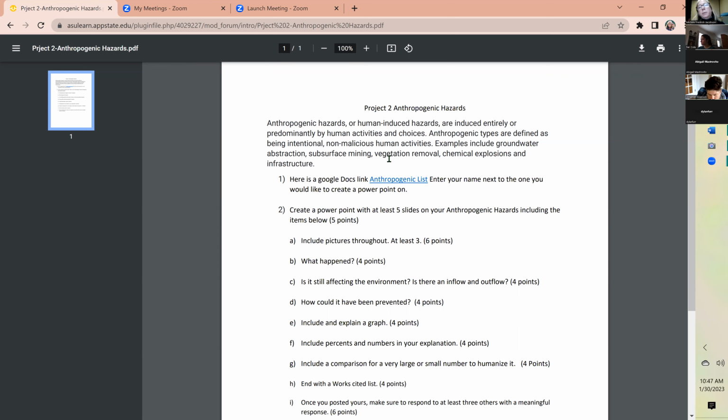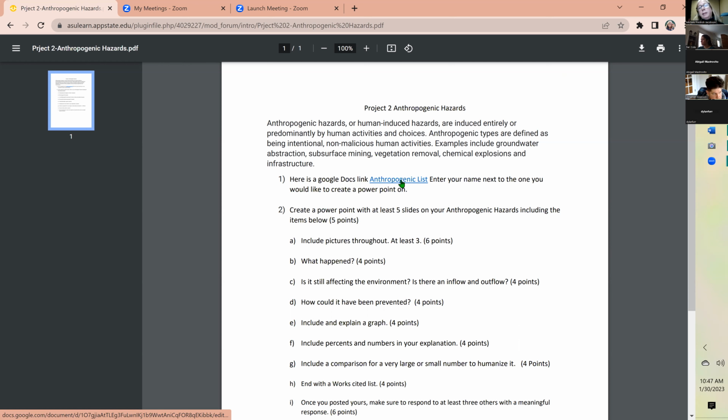And here's some examples. Vegetation removal. If you remove vegetation, you're not getting all the oxygen. If there's a storm that comes through, nothing slows down the water, it takes the dirt, things like that.